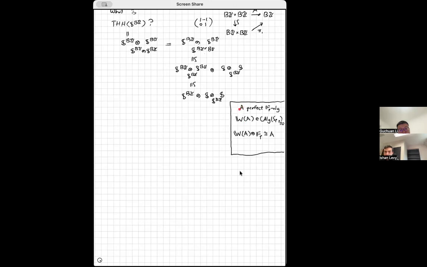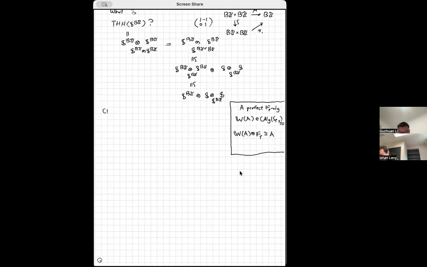So this is some construction. For example, if I take A to just be F_p itself, the spherical Witt vectors is just going to be the p-complete sphere. But if I take it to be a finite product of F_p's, then it will just be a finite product of spheres. And so this is some functorial construction. So the claim is that you can use this to describe this tensor product.